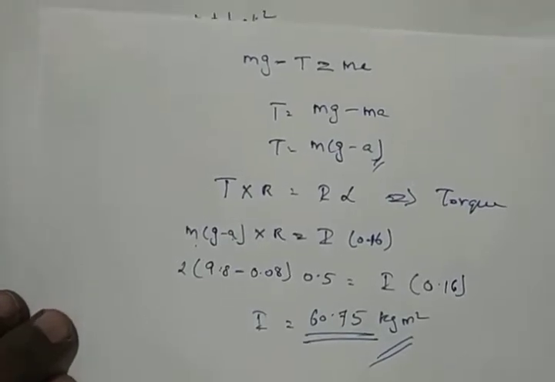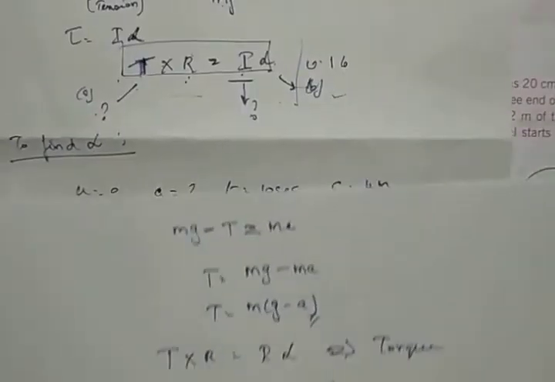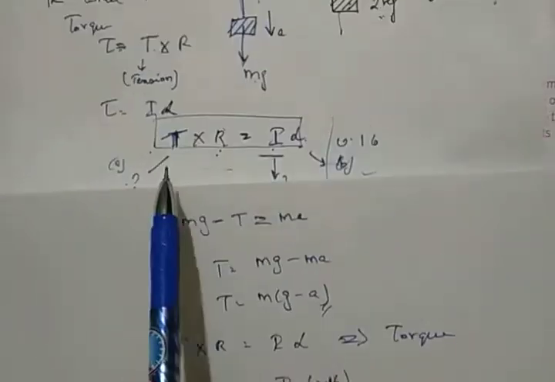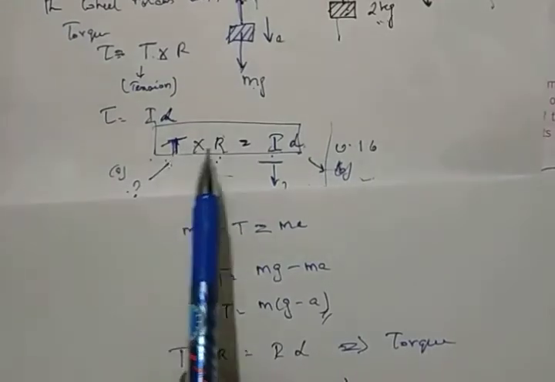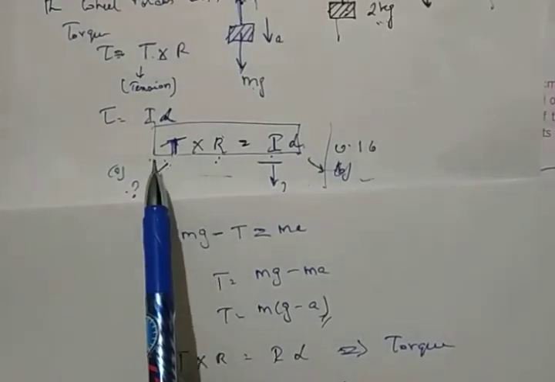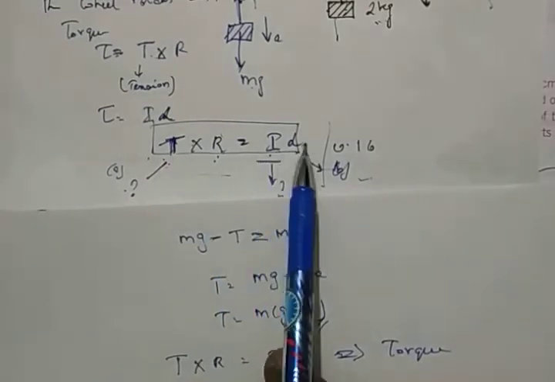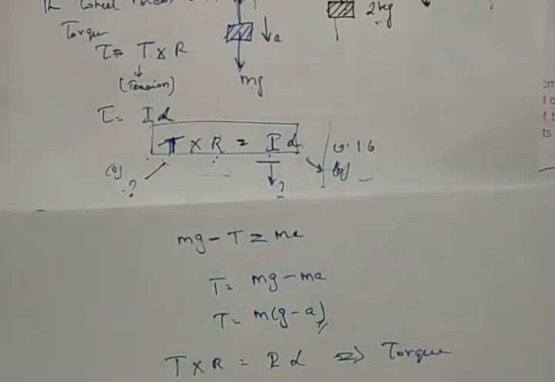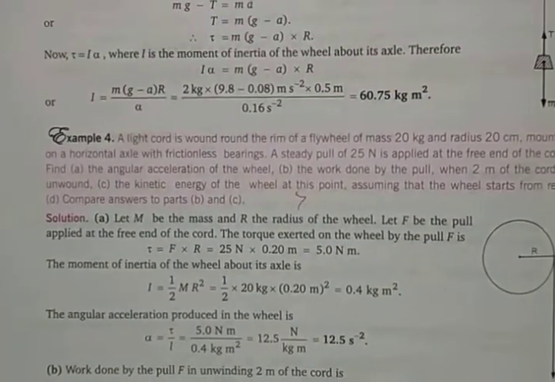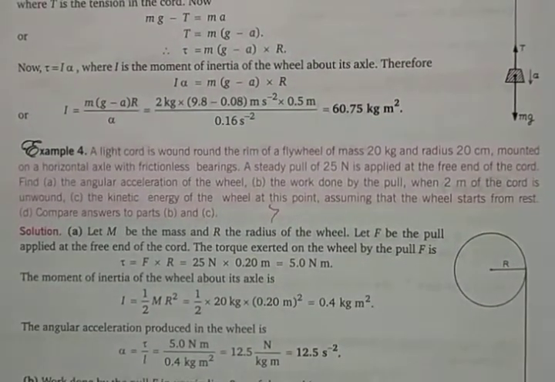Okay. Pretty long question, but it mainly revolves around this one. Torque, tension into radius. That is the torque. Force into perpendicular distance is equal to I into alpha. So that's what the thing is, and you got the answer. Let us go to the next question now. Question number 4.